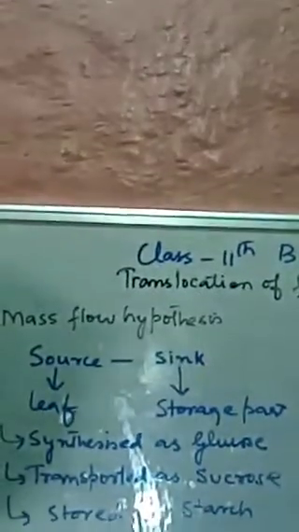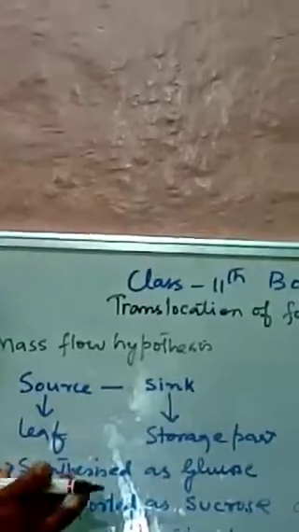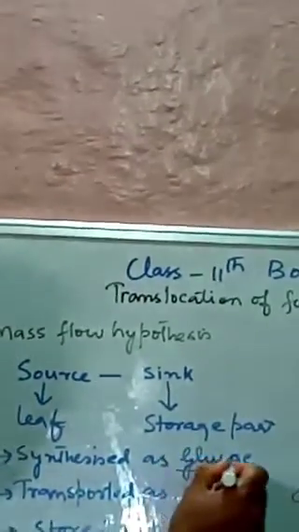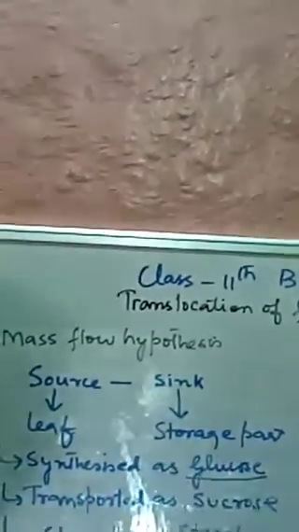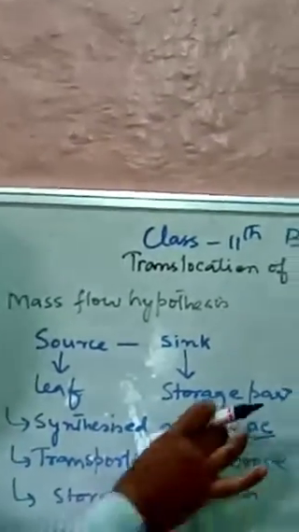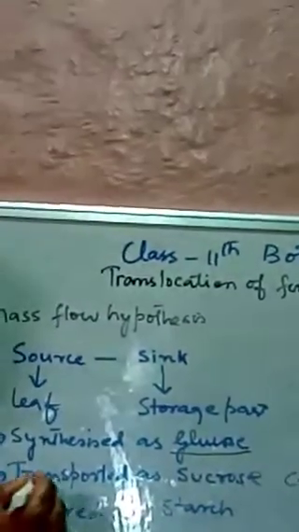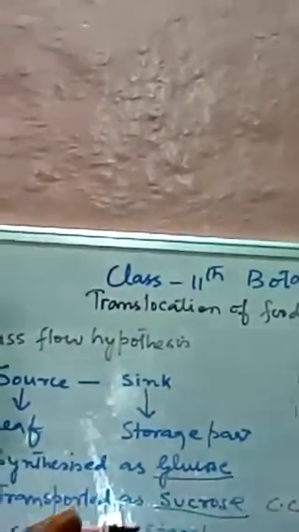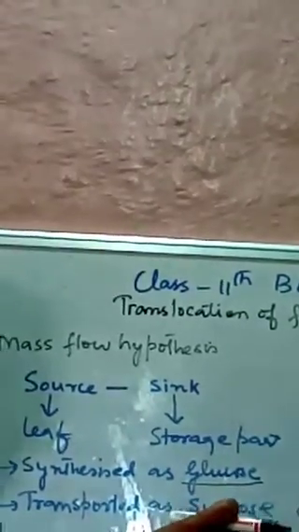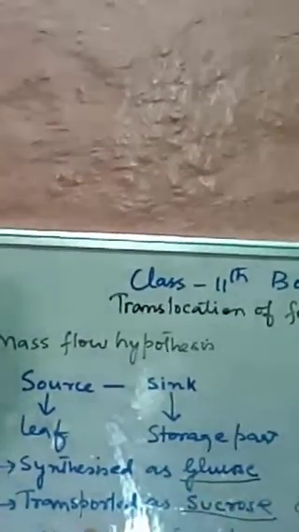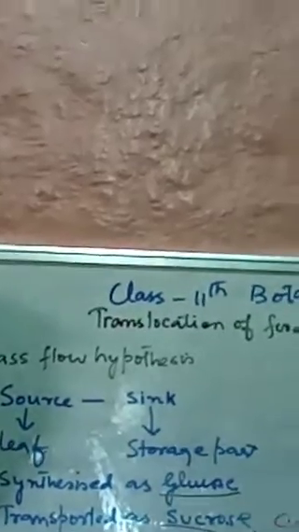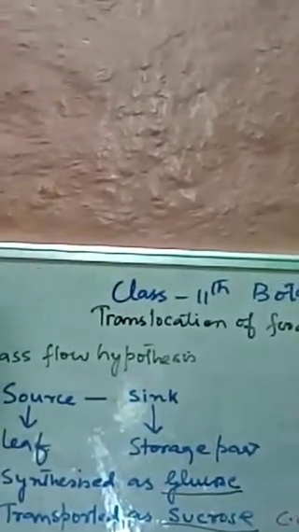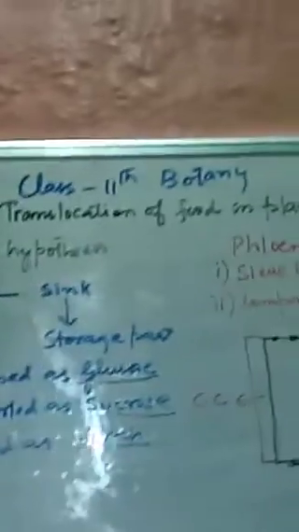So what I have told you is that this food is synthesized as glucose, which is highly reactive, an unstable substance, and then it is transported as sucrose. Sucrose is a stable, unreactive substance, and it is stored as starch, which is a polysaccharide. Now, how is this food being transported?